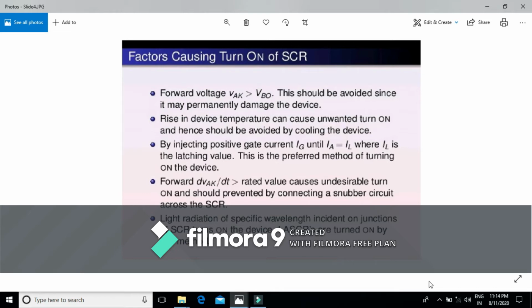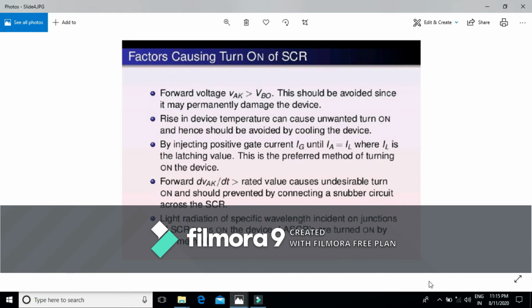But it should be kept in mind that if gate current is removed before the anode current attains some minimum value called latching current, the SCR will turn off. So, the gate pulse width should be chosen such that the anode current reaches above latching current when the gate current is applied. Thus, latching current can be defined as the minimum value of the anode current which the SCR must attain during the turn on process to remain in conduction when the gate signal is removed.